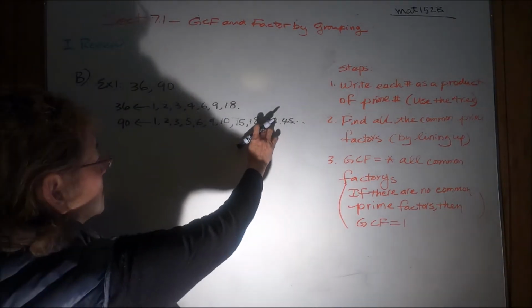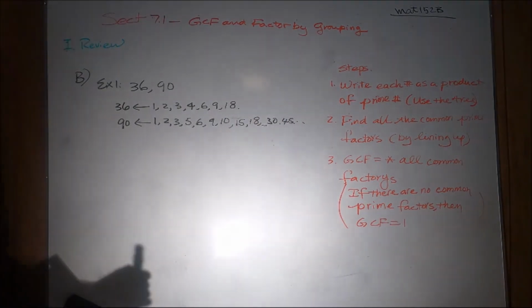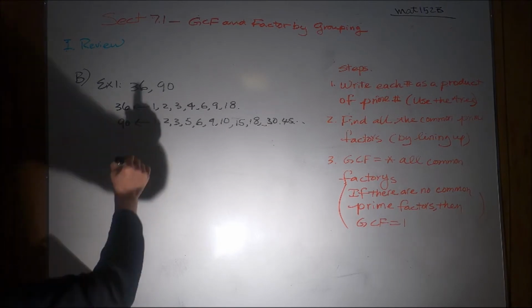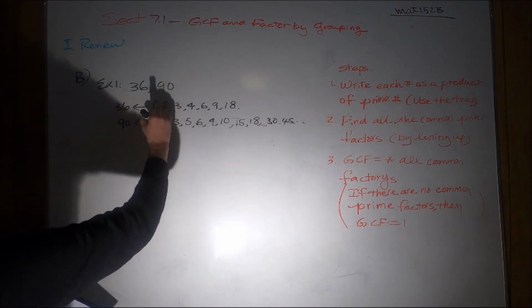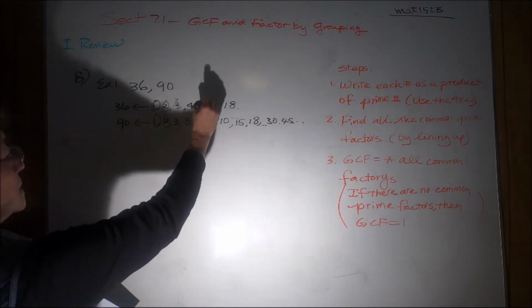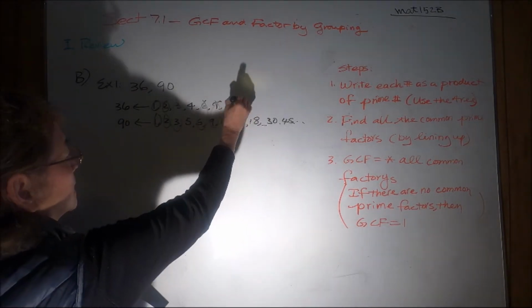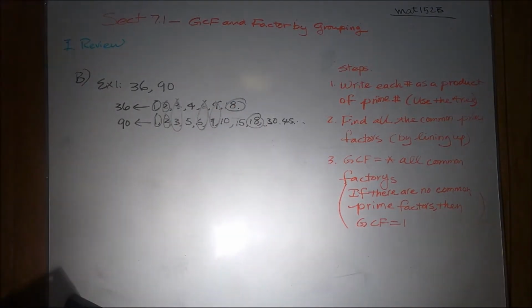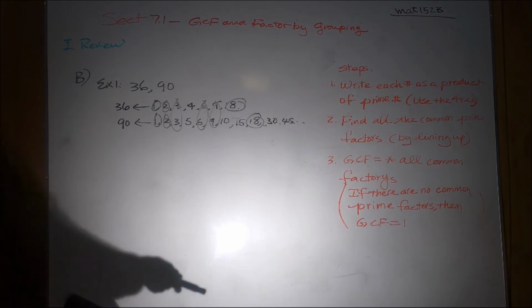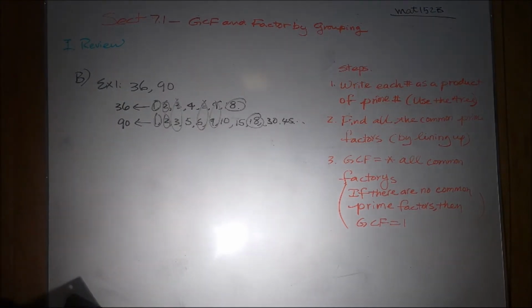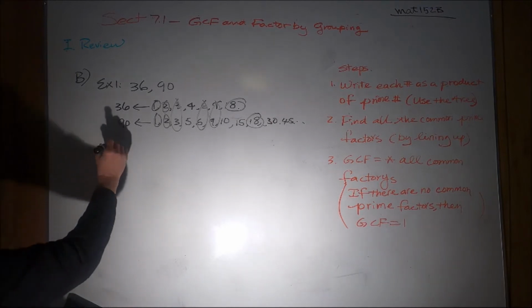Okay, so what are the common factors? You have many, right? 3, 6, 9, 18. Which one is the biggest one? The greatest common factor, that's 18. That would take forever, so we did this in the 187 class.